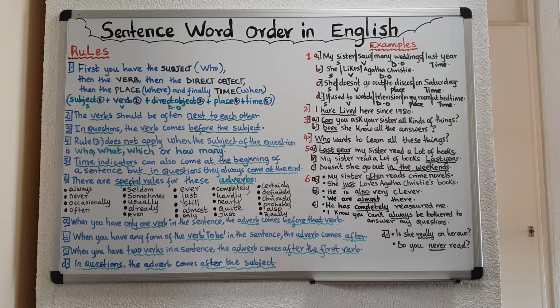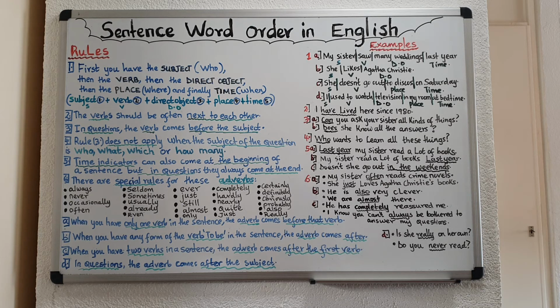Rule number 6: there are special rules for these adverbs. We have some specific adverbs, and when it comes to those adverbs, there are special rules when you're constructing a sentence using them. And what is an adverb? An adverb is a word that describes a verb. An adverb explains how an action was done. He spoke slowly. Slowly is an adverb because it's explaining how he spoke. He ate quickly. Quickly is an adverb because it's explaining more about how he ate. An adverb tells us how a particular action was actually done.